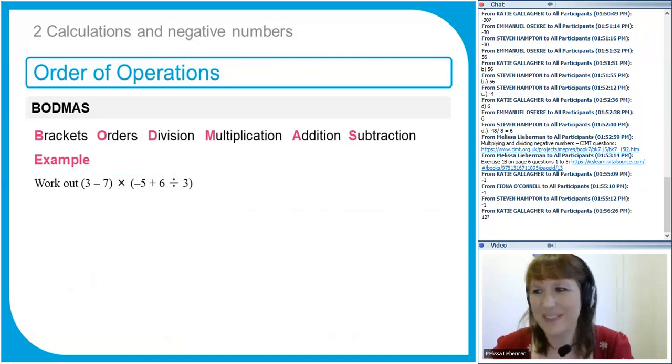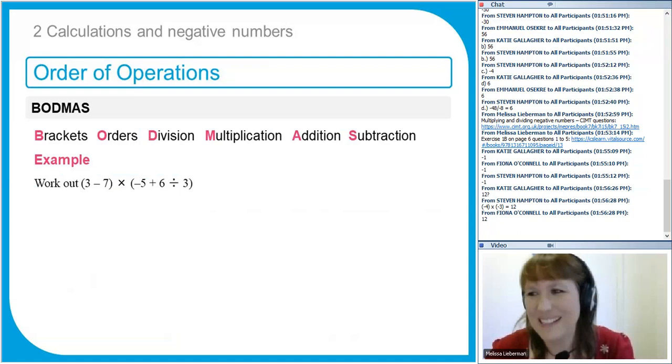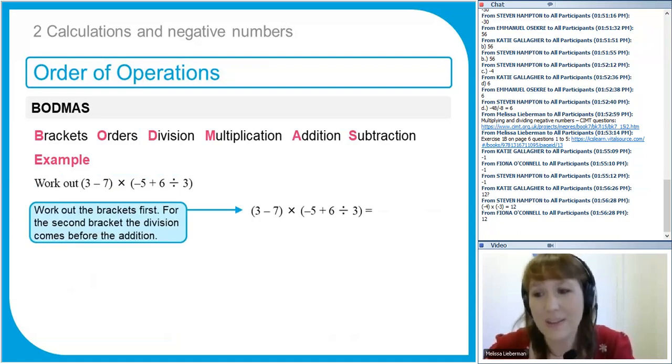Katie's very quick with 12 there. Let's see if anyone else agrees. So do it in steps. Don't try to do the whole thing all at once. So 3 take away 7. Working out that bracket first will give me -4.